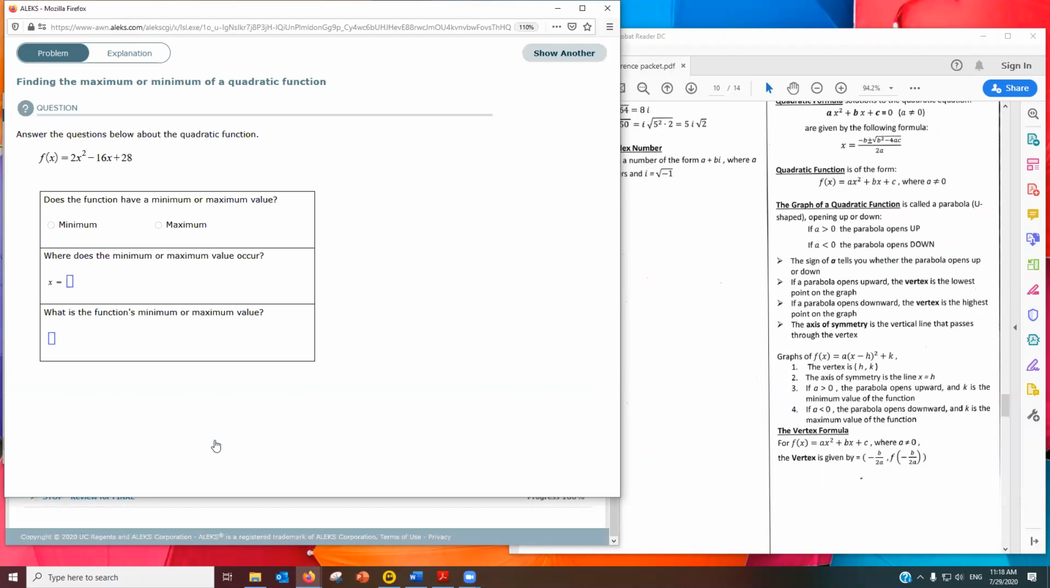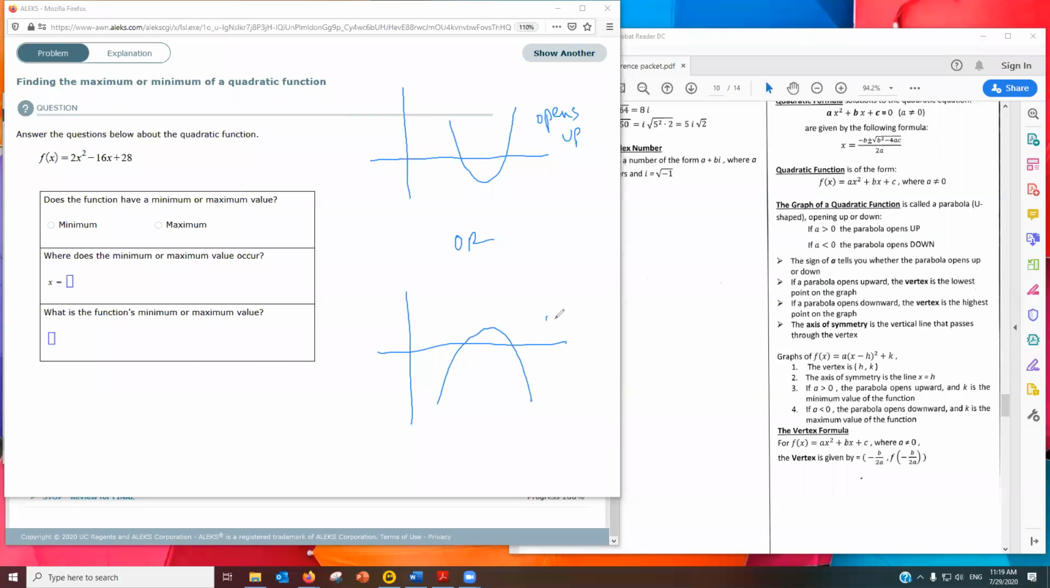All right, so just a reminder that when you're graphing a quadratic function like this, it's either going to open up or it's going to open down. Now, if the graph opens up, what about the vertex? Well, if the graph opens up, the vertex is here on the very bottom. So this vertex is going to be a minimum. If the graph opens down, the vertex is up here at the top, so that's going to be a maximum.